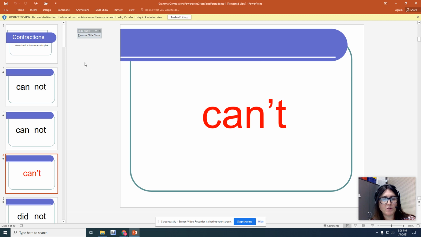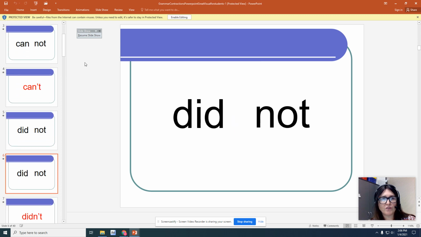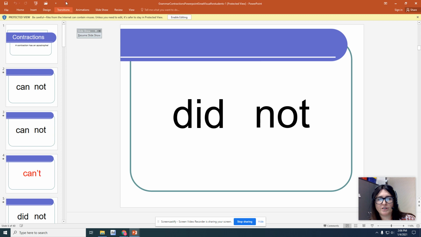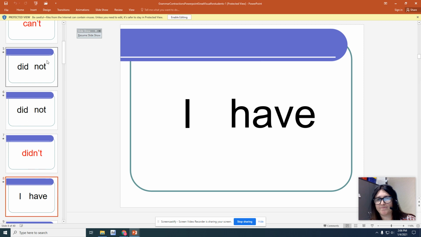Okay, let's do the next one. I'm going to show you the two words on the screen. What I want you to do is write the contraction for these two words, did not. Did not. Okay, here's the next one. Write the contraction down in your journal. What would the contraction be for the two words I have? Remember, you're going to take letters out, and you're going to add the apostrophe.